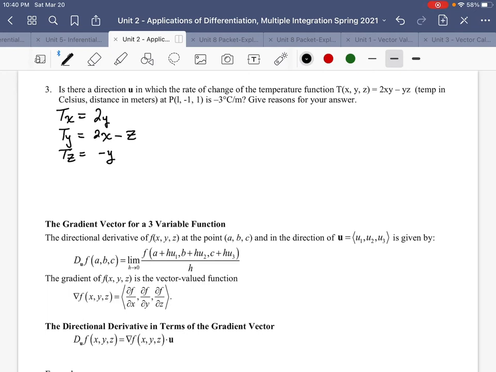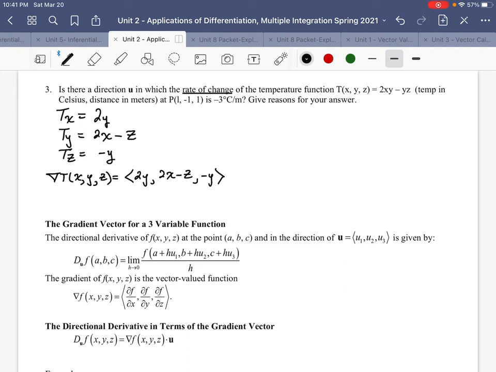Why take the partials? Well, they're talking about a rate of change for a multivariable function. That seems to be something that would call for a gradient vector. So the gradient of T(x, y, z) would be equal to the vector (2y, 2x minus z, negative y). Now, we could go through a trial and error approach.